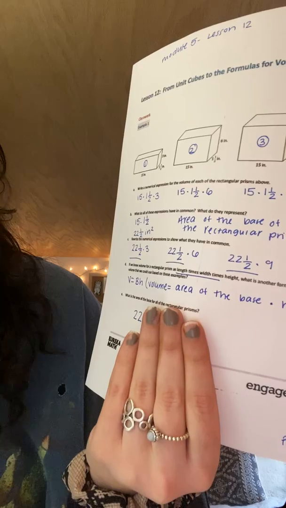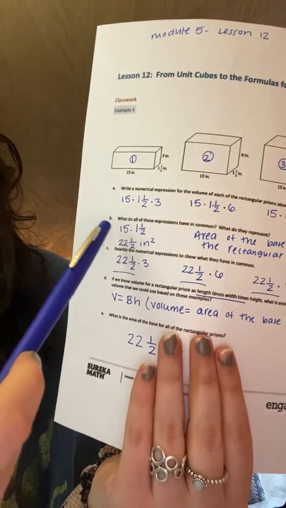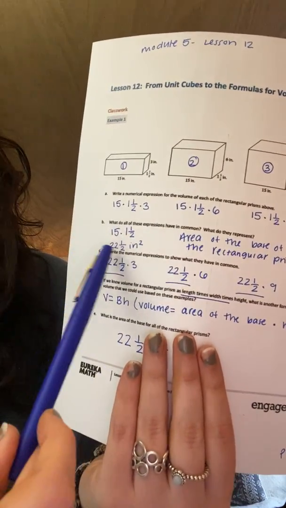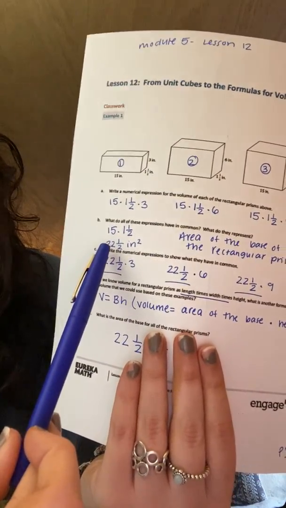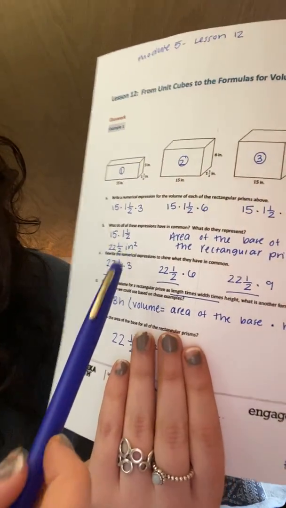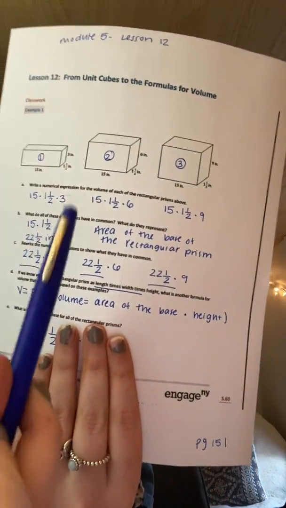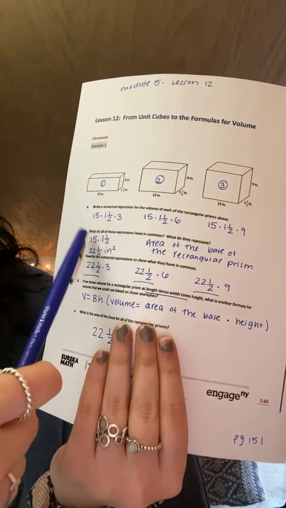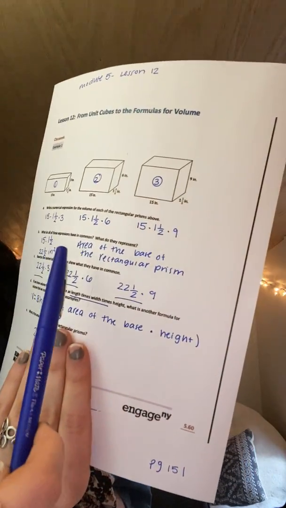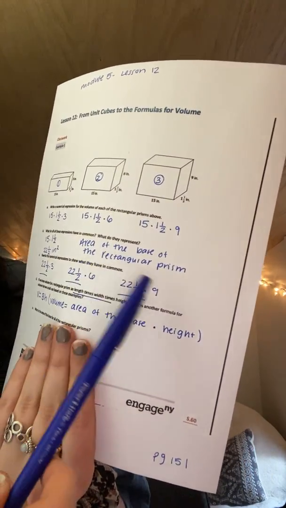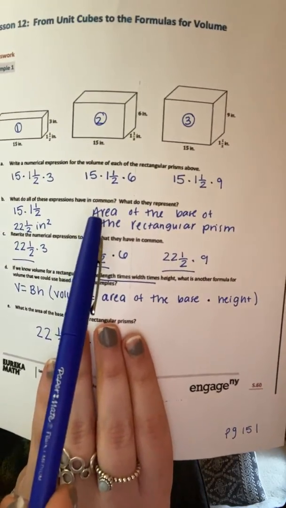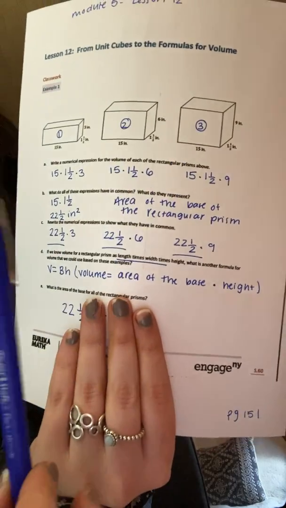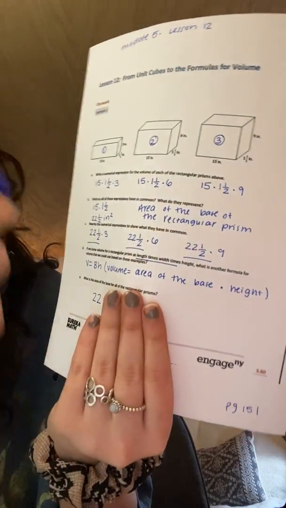So for B, I said that they shared 15 times 1 1/2. When you multiply those together, you should get 22 1/2 inches squared. And then for this part, it says, what does it represent? Those 2, this length and this width, represent the area of the base of the rectangular prism. So that's what these 2 numbers and the expression represent: the area of the base of the rectangular prism.